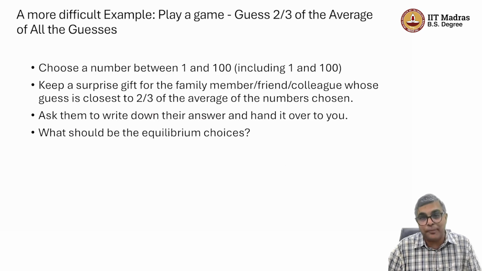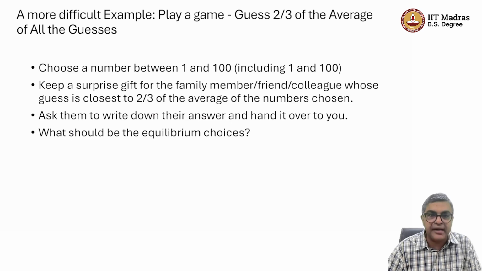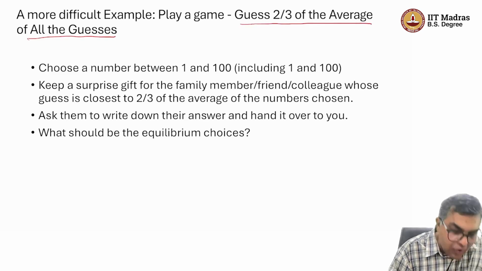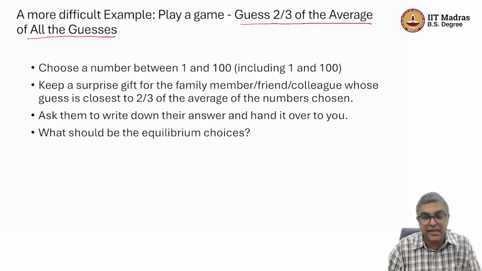Here is a much more complicated example. The difficulty level is increasing tremendously here, but nevertheless it's a fun game to do. So I would request you to gather some friend or family member and play this game. The game is very simple. Each one of your friends has to guess 2/3 of the average of all guesses. It means everyone is guessing and the average depends on everyone's guess, and therefore 2/3 of the average will also depend on everyone's guess.